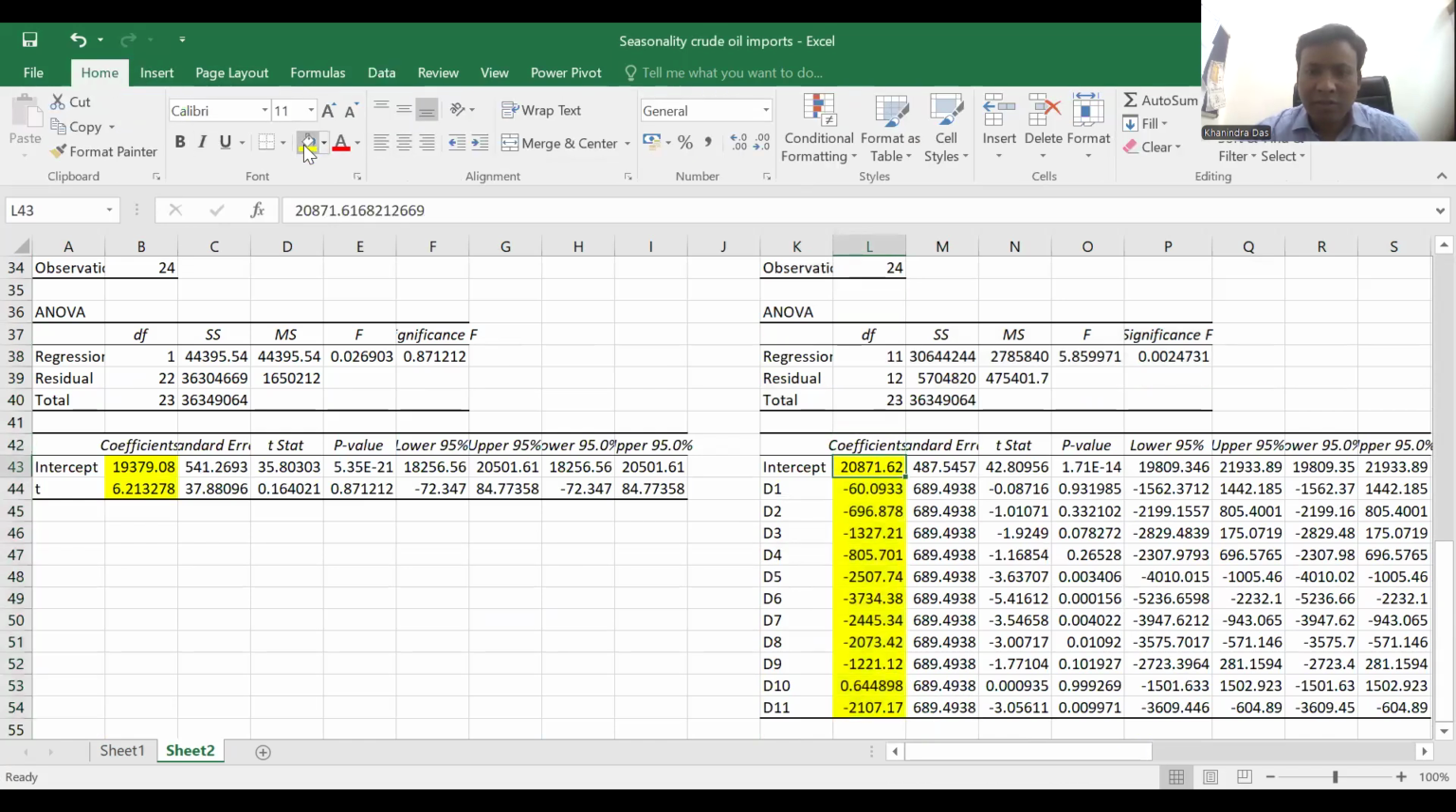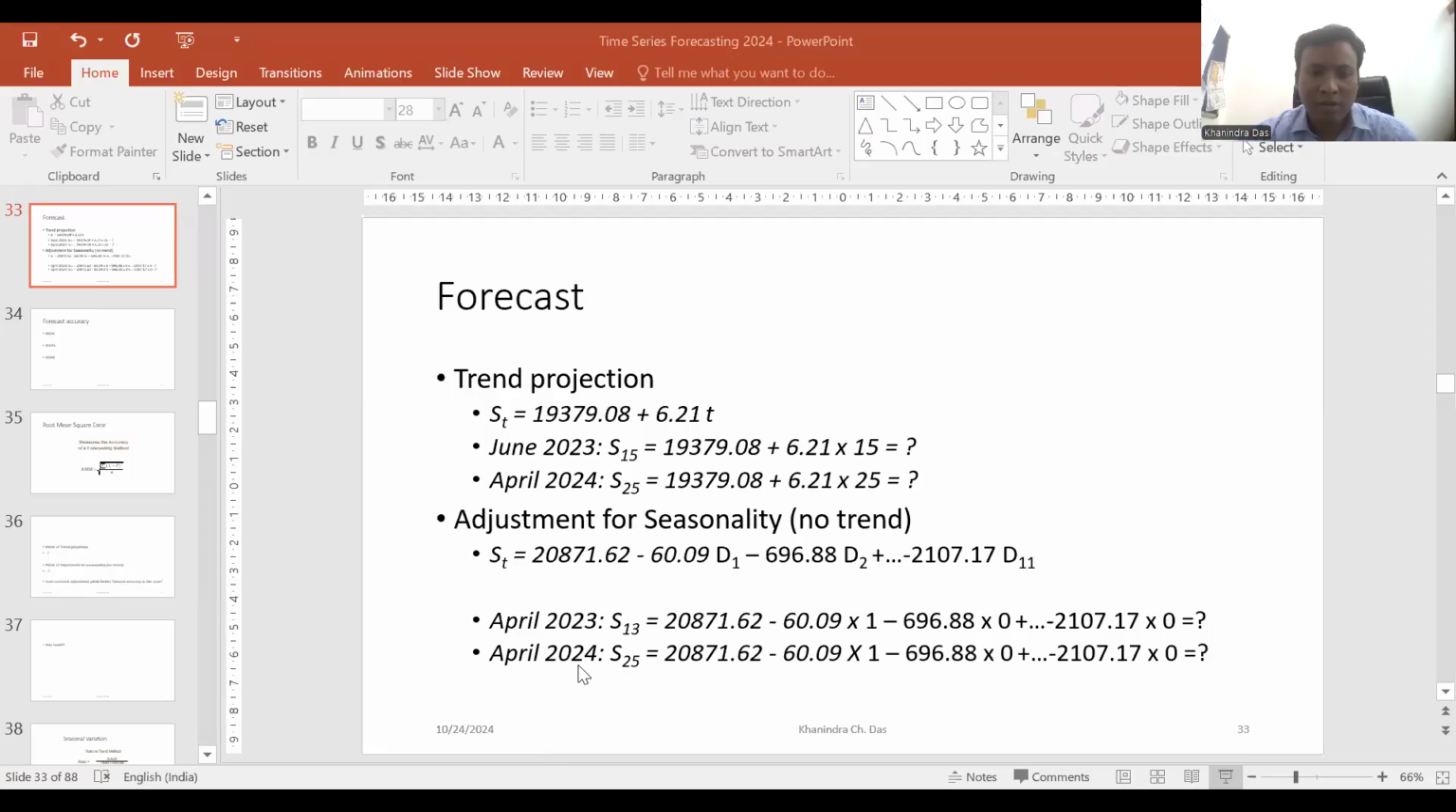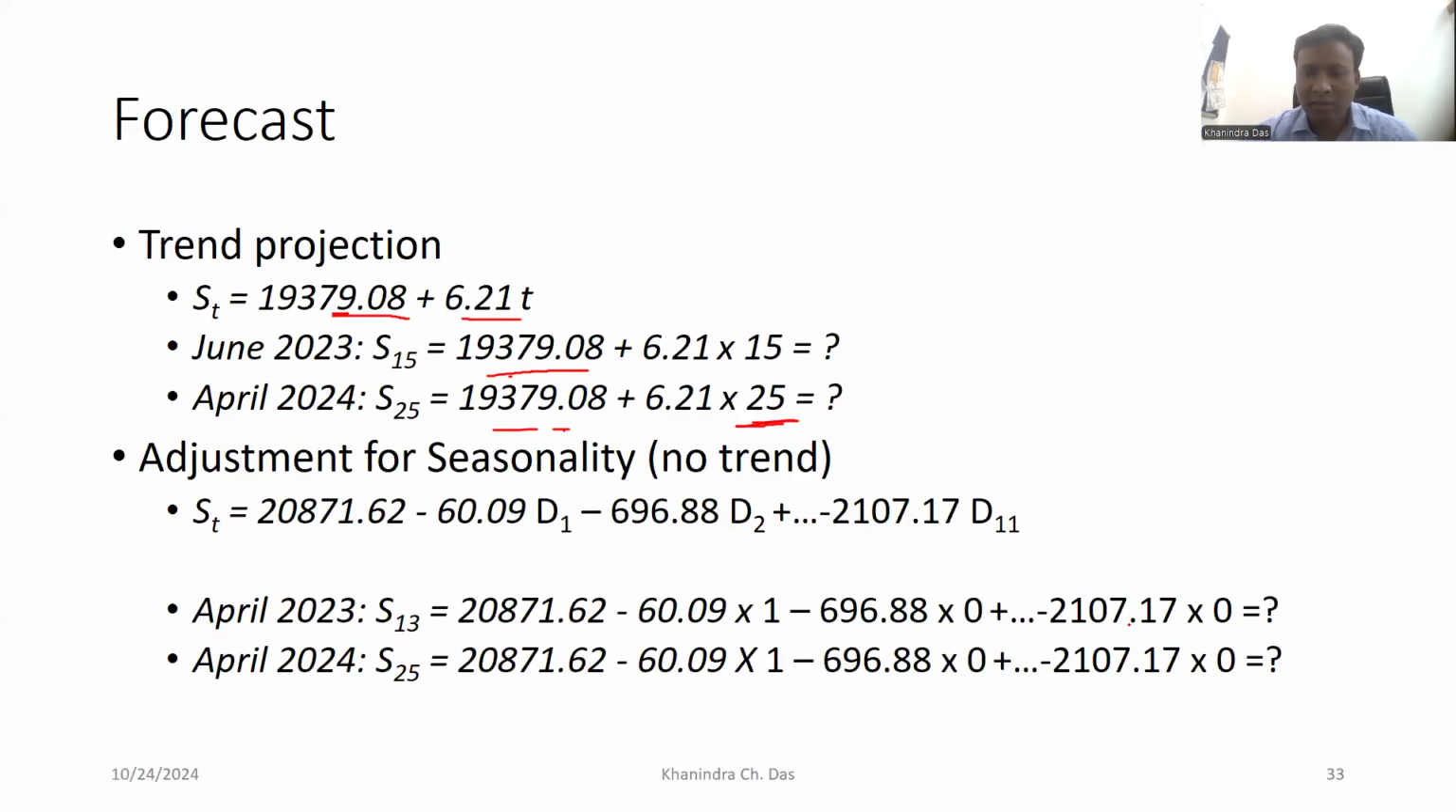So intercept is 20871 and last dummy coefficient is minus 2107. Let's see that in the slide. Right. So 20871 and minus 2107 for 11th dummy, and 11th dummy is for the month of February because first dummy is for April.